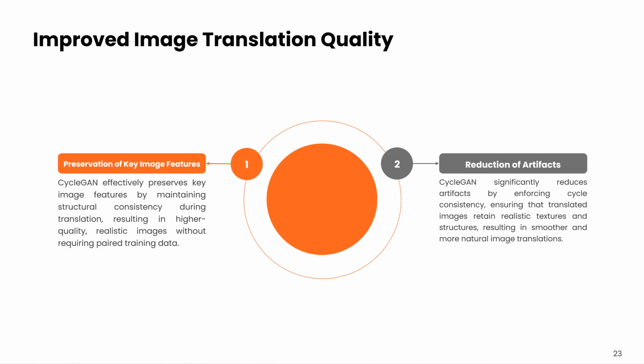CycleGAN gave us a practical way to translate images without paired data by enforcing cycle consistency and preserving the overall structure. Building on that foundation, there is a family of stability and fidelity enhancing techniques that researchers routinely incorporate to push translation quality toward realism and reliability.